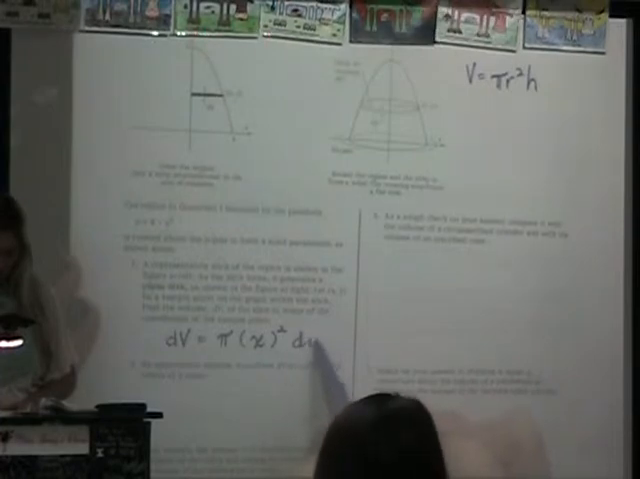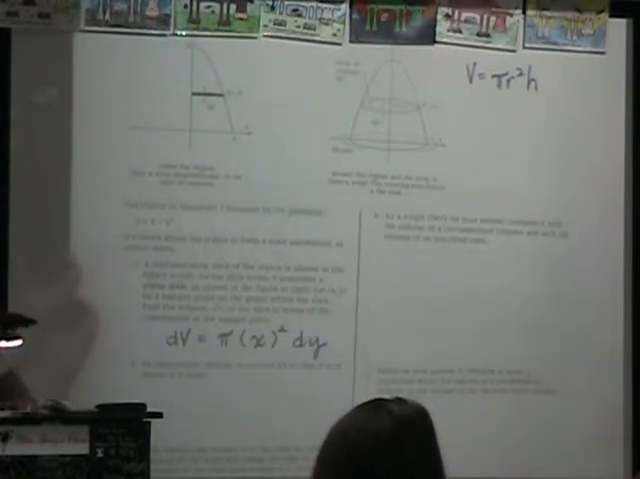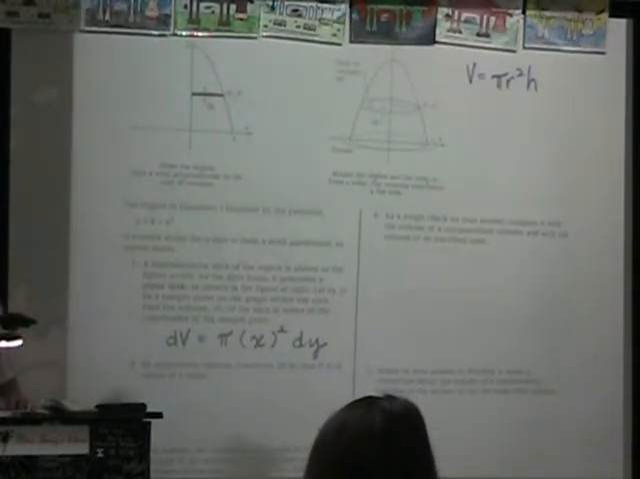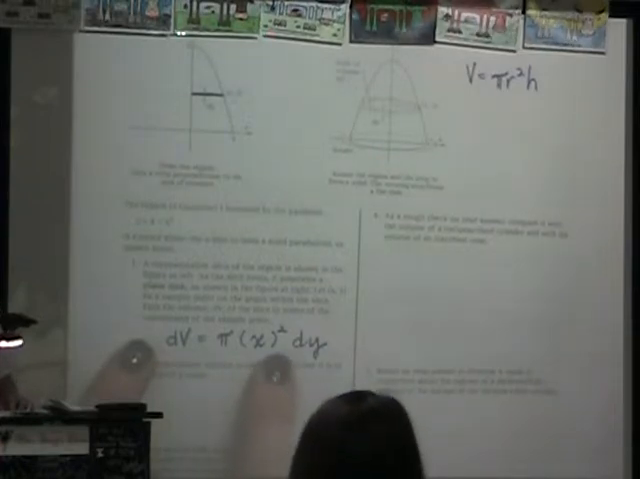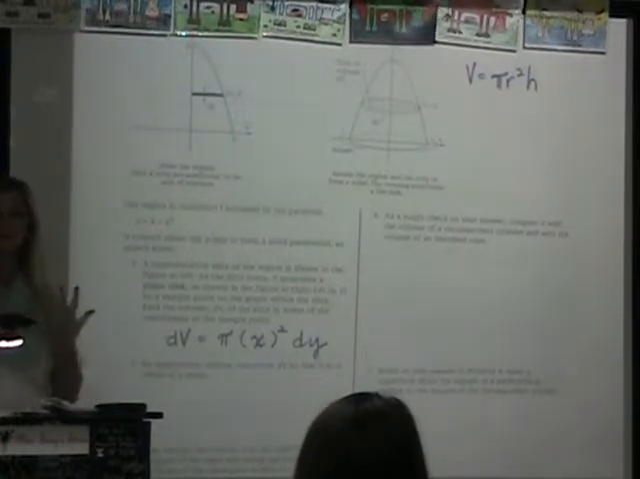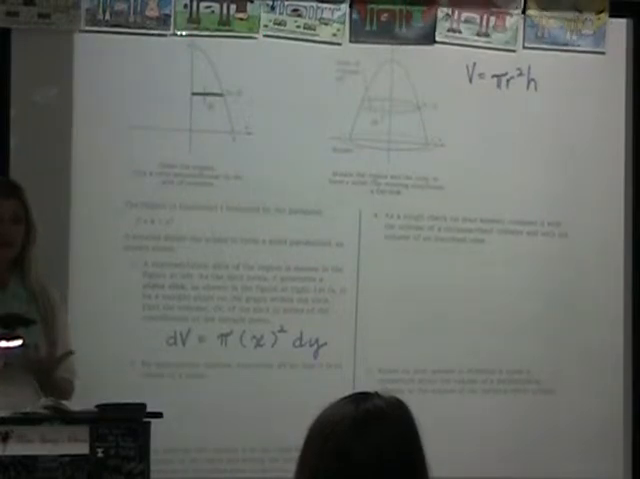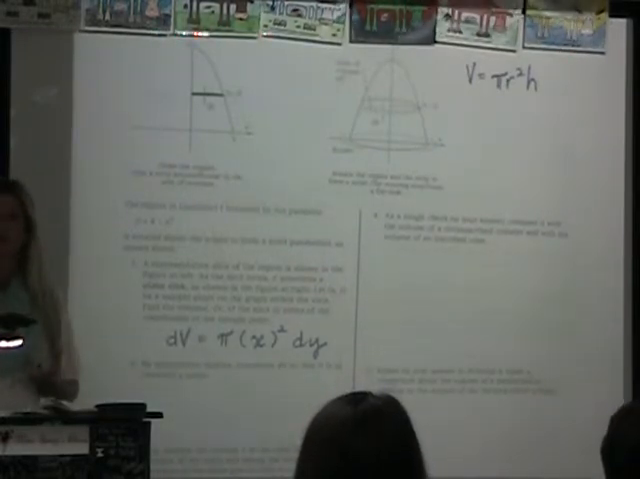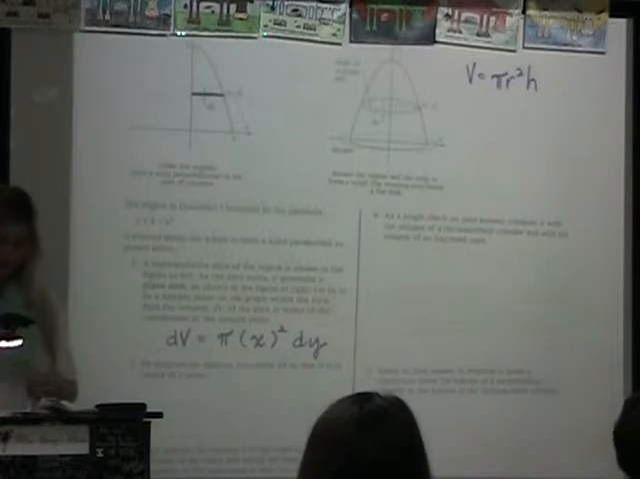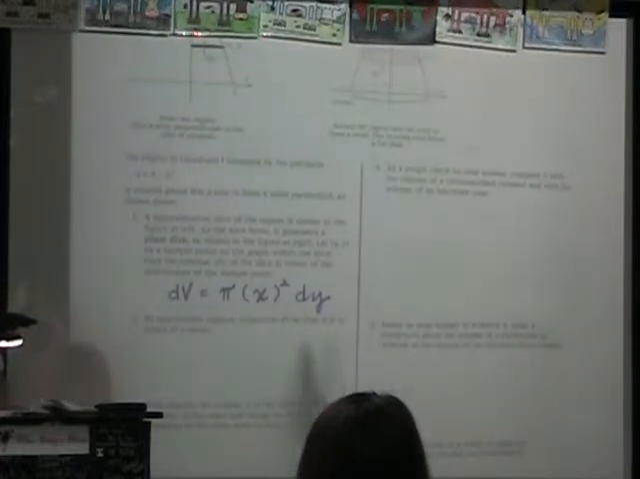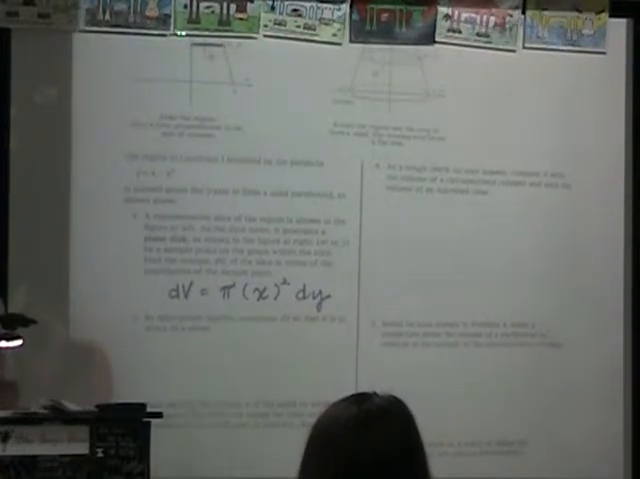So our expression for the volume of just one disk is dV equals pi x squared dy. What we're doing here is discovering the formula for finding the volume of any solid, okay? I'm just trying to show you where it's coming from. So let's keep going. By appropriate algebra, transform dV so that it is in terms of y alone.